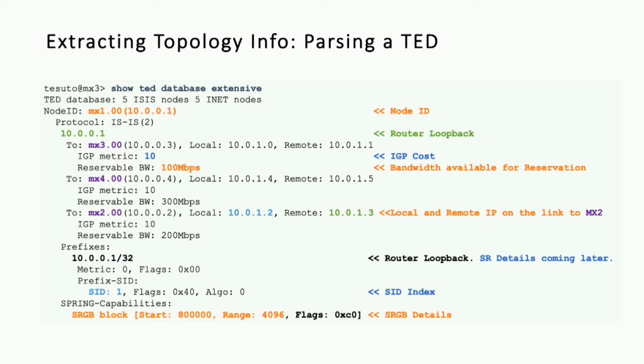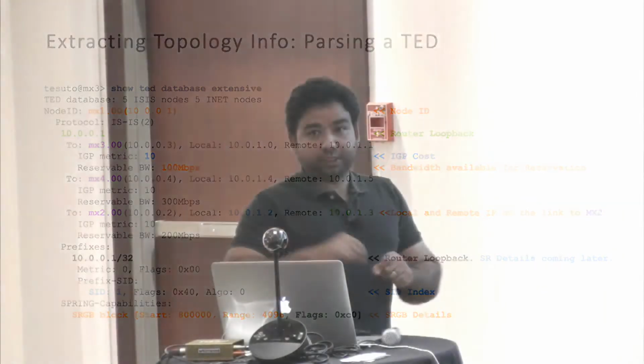And what is my local IP? What is my remote IP? I also know that. What is the cost associated with that by the IGP metric? You can say this is the cost associated with that. And the amount of link capacity available is also there. So you have all the info to map, take that info, and you can create the model itself.